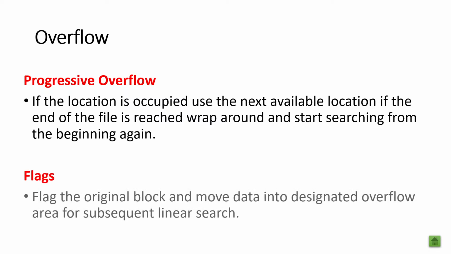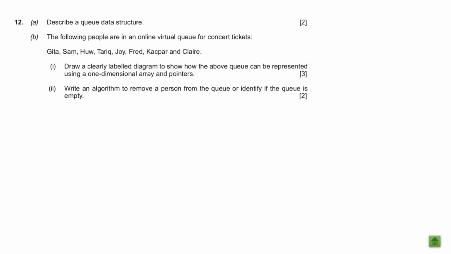So flags, we can use flag overflow, where we flag the original block and we move data into designated overflow areas for linear searching. So if the block's full, we have to put it somewhere else, and that is the overflow. But we need to tell the system and say, hey, listen, there's a flag here. So the overflow's being used, you better go and find it in there. Now that's bad. We don't want to linear search the overflow, because that goes against the point of this direct access in the first place.